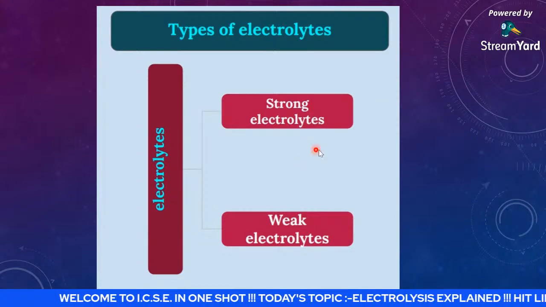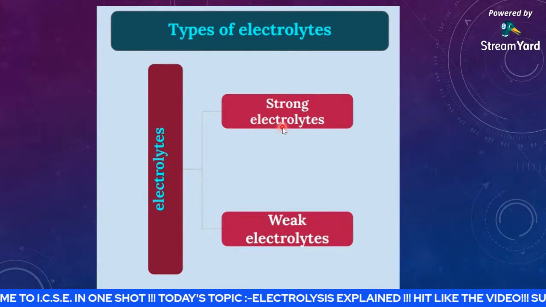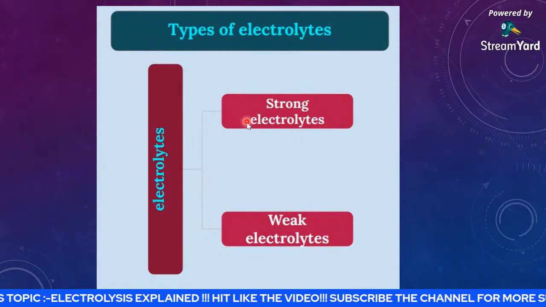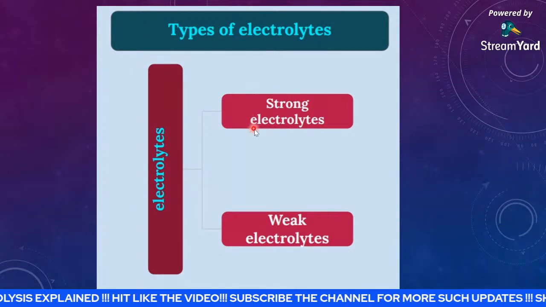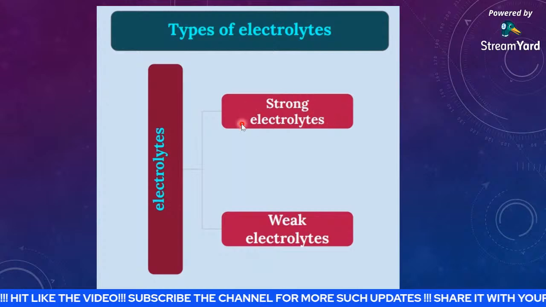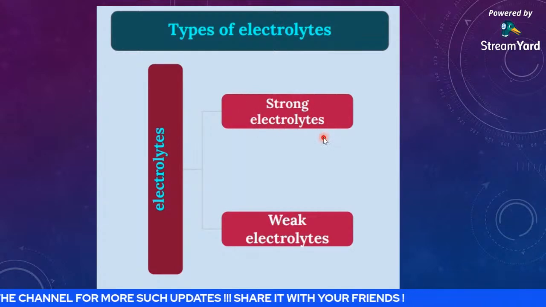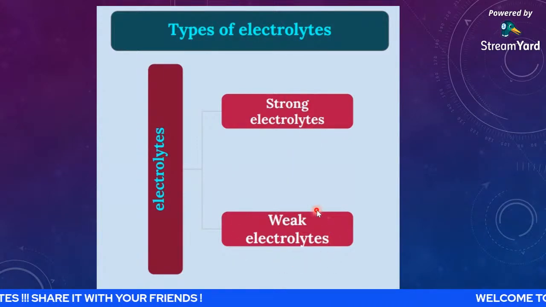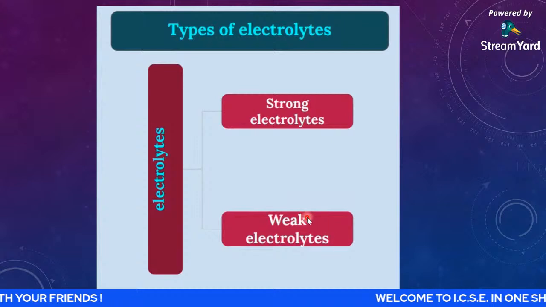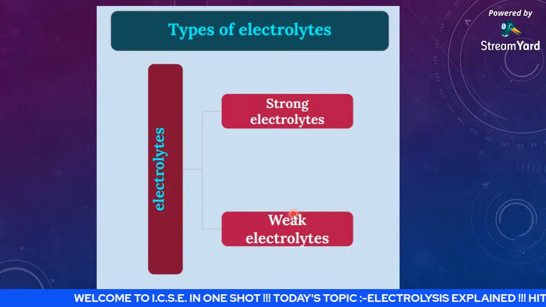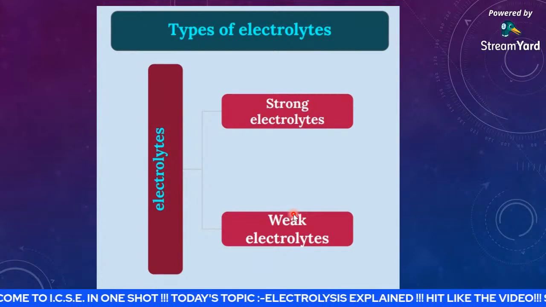Now, strong electrolytes are completely broken down in the electrolytic solution, in their aqueous state or in the molten state, to give a heavy amount of charges and free mobile ions. Whereas in the case of weak electrolytes, there is a partial breakdown. Therefore, a small amount of free mobile ions is released in the aqueous or molten state.